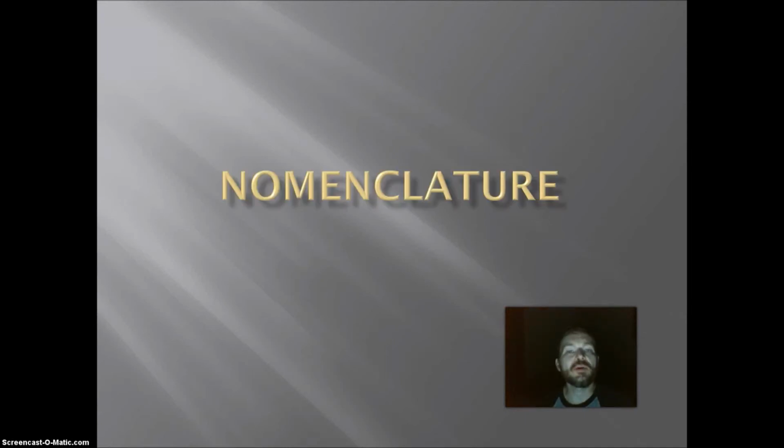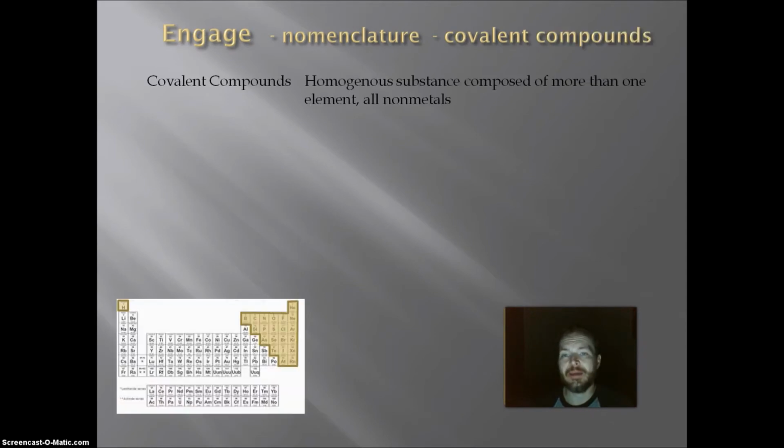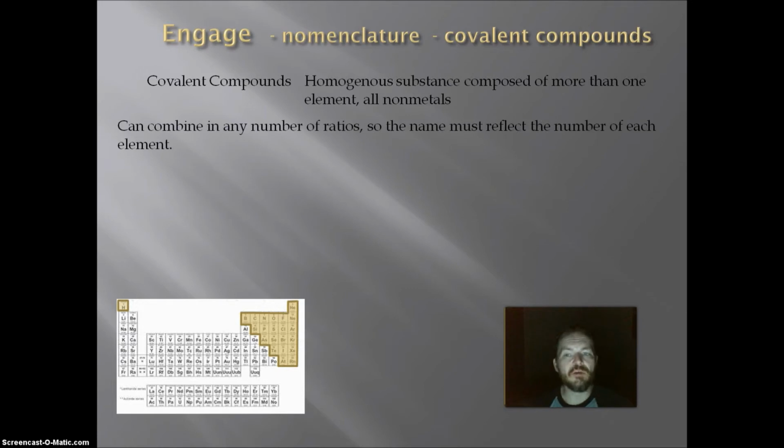In this module, we're going to look at nomenclature, specifically the nomenclature of covalent compounds. And I want to remind you, a covalent compound is a compound that is a homogeneous substance composed of more than one element. All of those elements have to be nonmetals. Because of its structure, it can combine in any number of ratios, so the name of the compound will show us how many of each element we have. And to do that, we have to use prefixes to help us know the numbers.